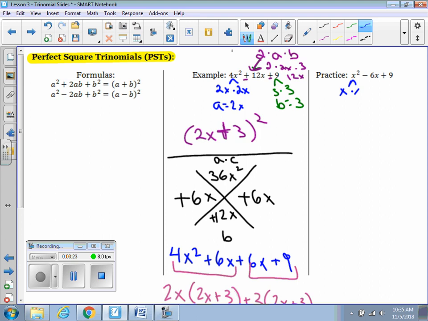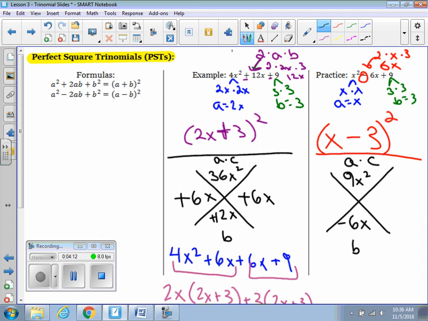Just to show you that it works with an x method, if I don't always see that pattern, a times c goes up top. So x squared times 9 is 9x squared. Your b term goes in the bottom, and that's negative 6x. So since a times c is positive, we know our signs need to be the same, either plus plus or minus minus. Since our b term is negative, it's got to be minus minus to get there. The factors of 9 that add up to 6 are 3 and 3, or negative 3 and negative 3.